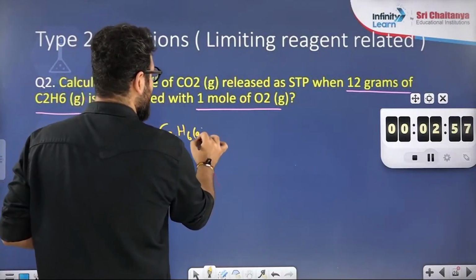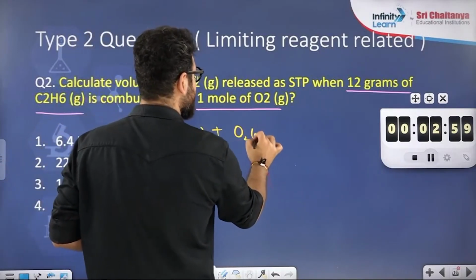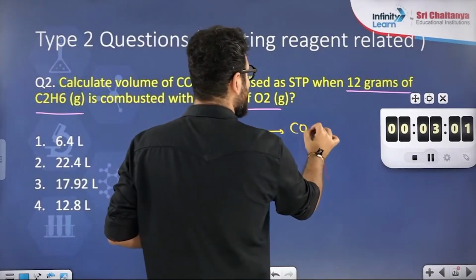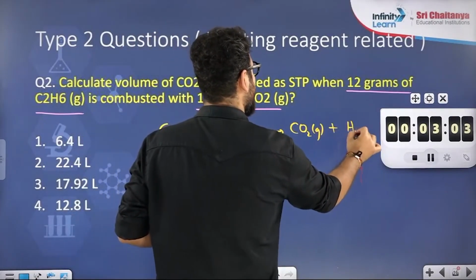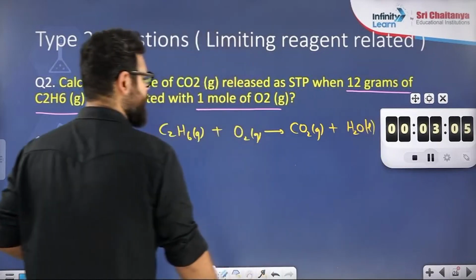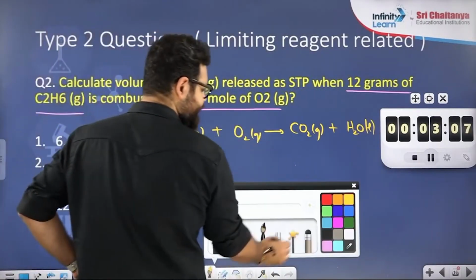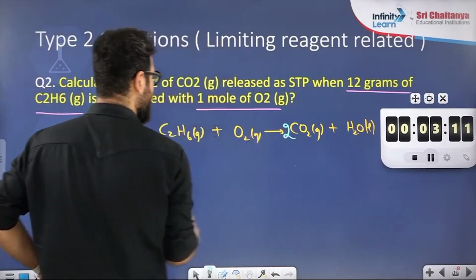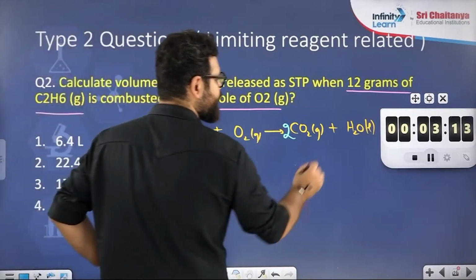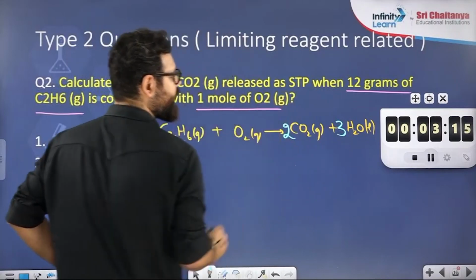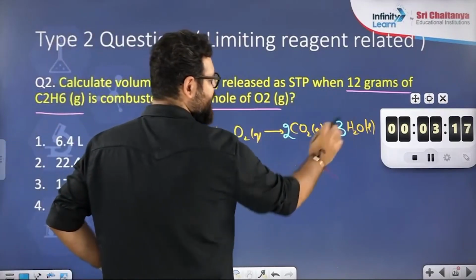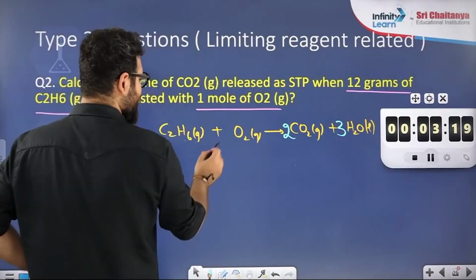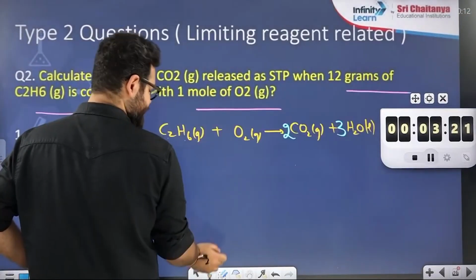C2H6 gas, O2 gas gives CO2 gas, H2O liquid. 2 carbon, 6 hydrogen, multiply by 3. Here will become 7 oxygen. So here I will keep 3.5.